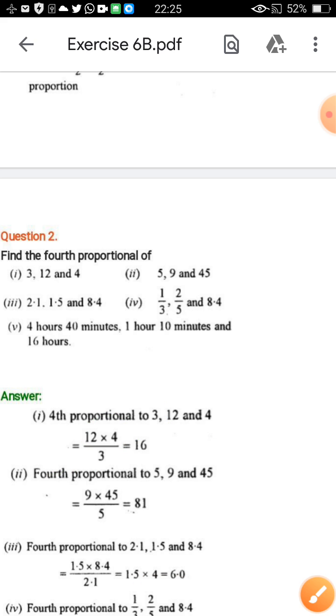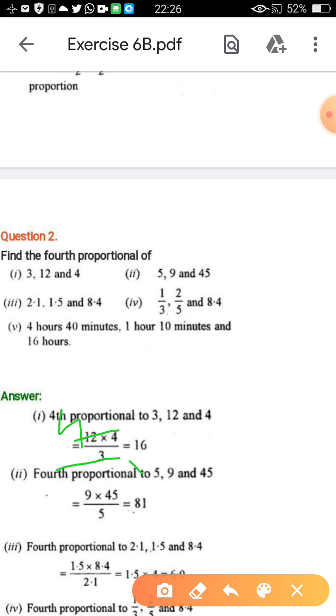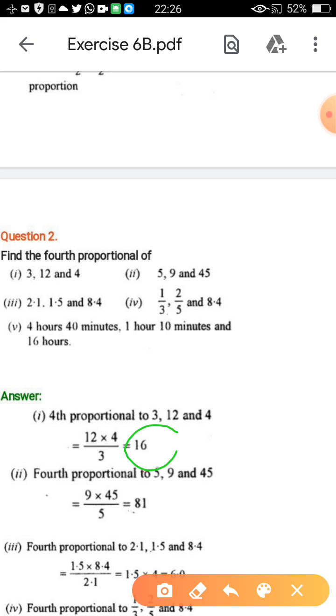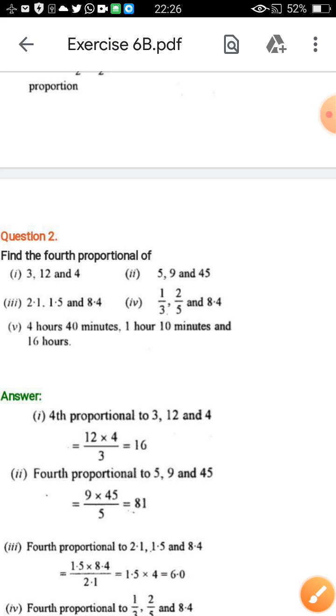So here we can cut the numbers. 3 1s are 3, 3 4s are 12, so 4 into 4, it will be 16. So we got the fourth proportional will be 16. Okay, then see another one, fourth proportional.